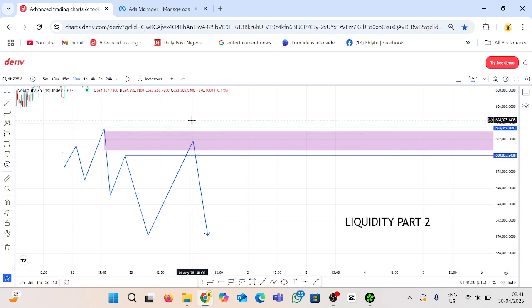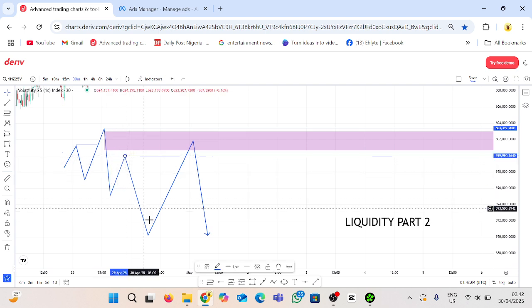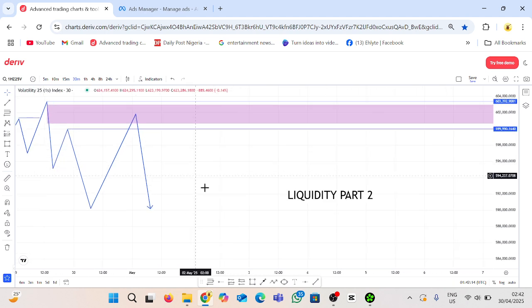Sometimes price will just wick it out because this is also liquidity. Price will just wick it out and then start moving. But this is your protected high. And this place is called structural liquidity. For continuation, this liquidity must be taken out by this and then price continues in the opposite direction. So it is called structural liquidity for continuation. And this is what you see in your buy.